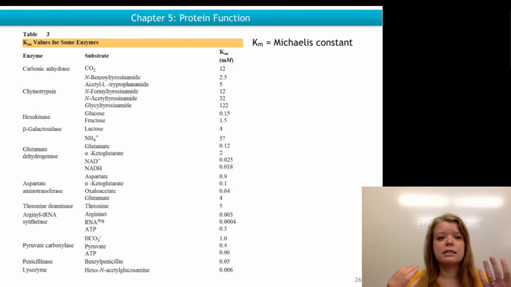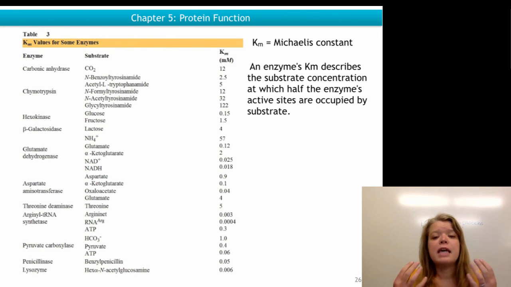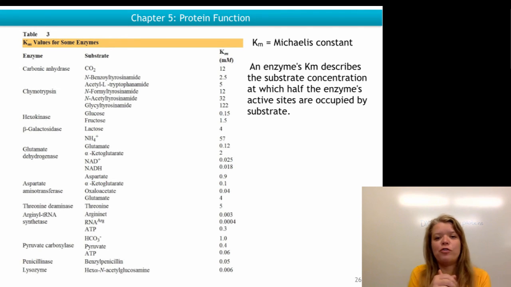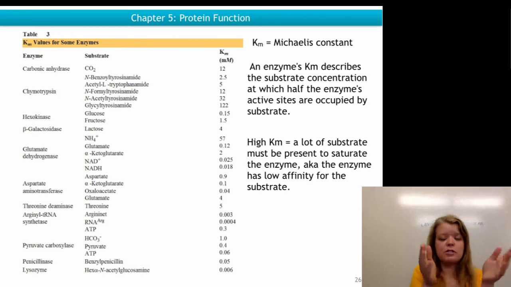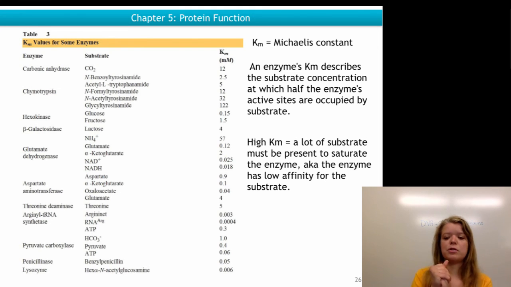Now, the Michaelis constant has been calculated for many, many enzymes. Every time somebody discovers a new one, they will have to calculate the Km. And an enzyme's Km describes at what substrate concentration half of the enzyme's active sites are occupied by the substrate. A high Km means that a lot of the substrate must be present in order to saturate the enzyme, so the enzyme's affinity for the substrate is low.